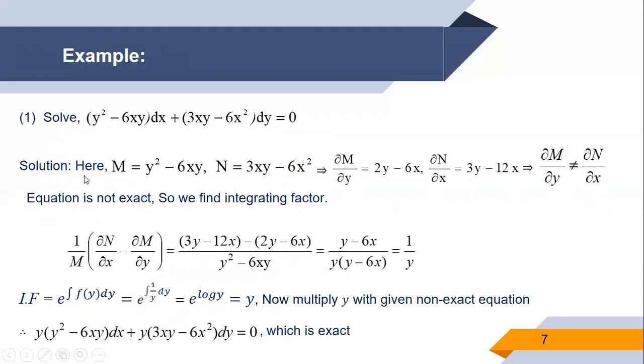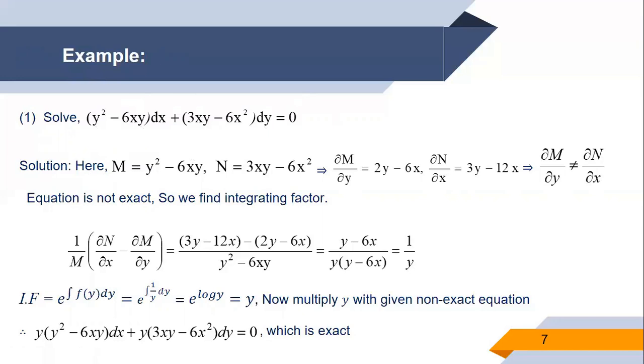So now we discuss some examples. First, solve (y square minus 6xy) dx plus (3xy minus 6x square) dy equal to 0. So the solution here: we compare this equation with the standard form M dx plus N dy equal to 0. So we can say M is equal to y square minus 6xy, N is equal to 3xy minus 6x square.